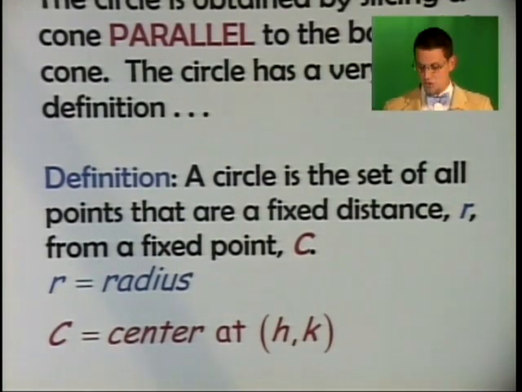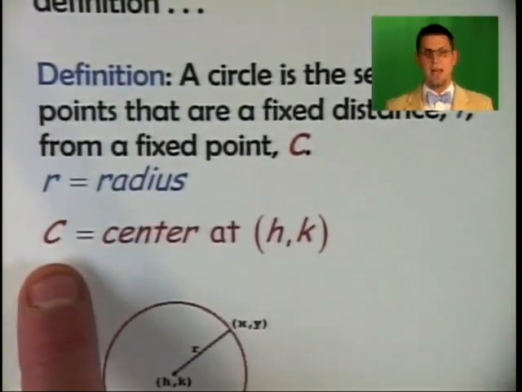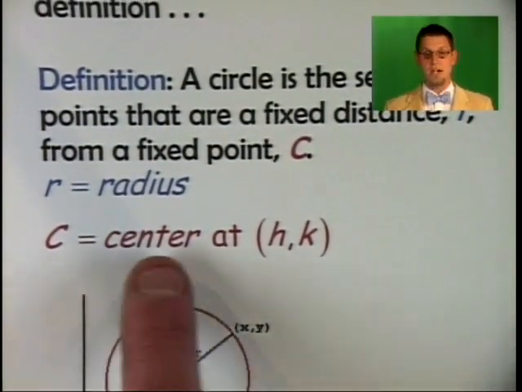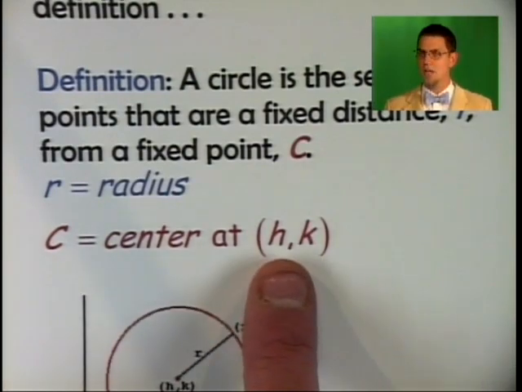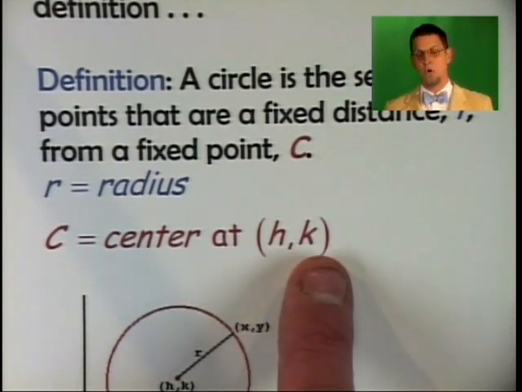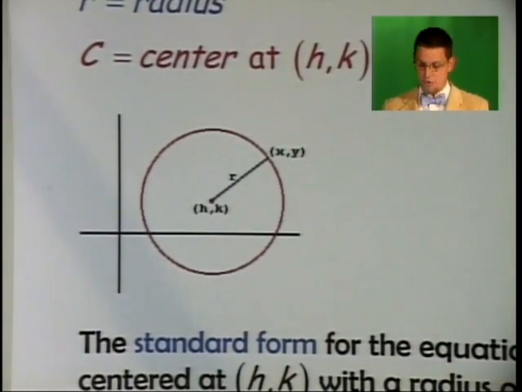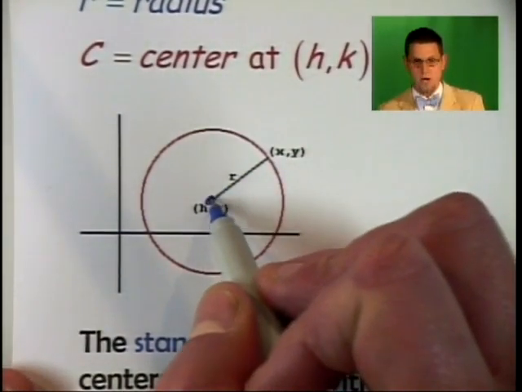Now, that fixed distance we call R is going to end up being the radius of the circle, and the fixed point, C, is going to end up being the center. By convention, we'll give the coordinates of the center as h, comma, k. The x-coordinate of the center is h, the y-coordinate is k. Here's a little diagram of what I was talking about. Here's my fixed point, h, k.